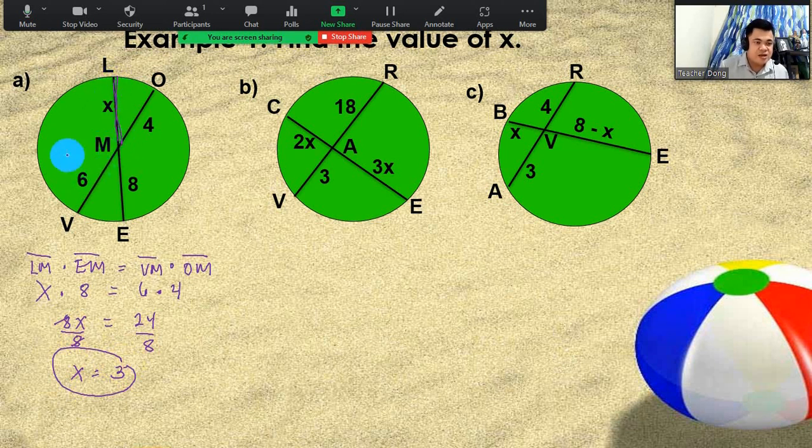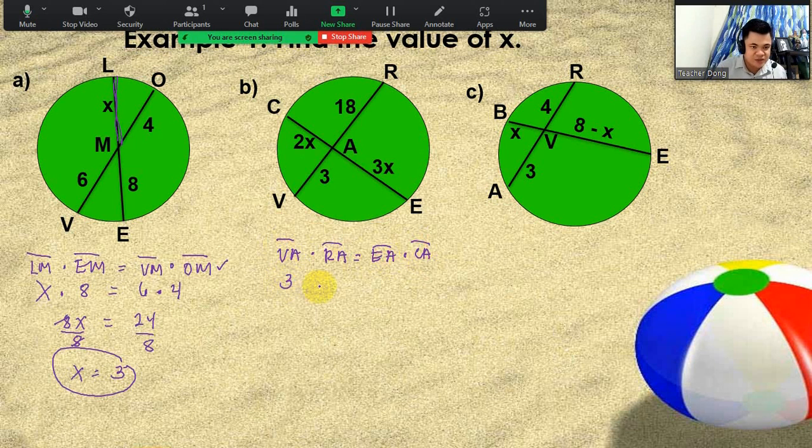That's it. The first thing is to analyze the given diagram or illustration, then form your representation before you substitute and solve for the unknown measurement. Now let's have letter B. We have this circle, and we are solving for the value of x. First we write our representation: segment VA times segment RA, the first chord, equals segment EA times segment CA, the other chord.